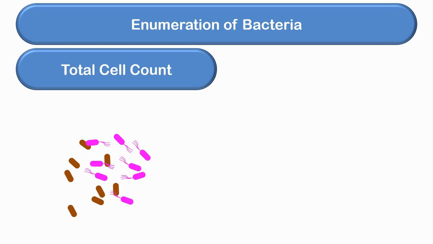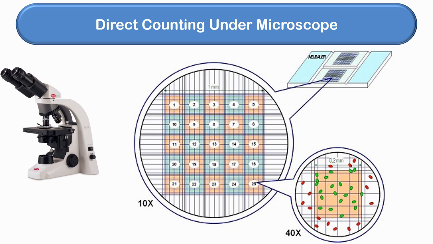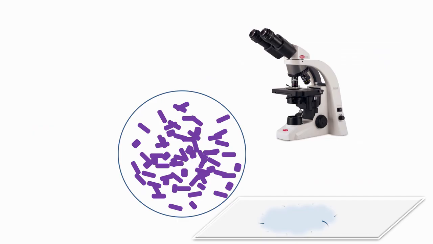Enumeration of bacteria. Two types of counts can be made. The total count gives the total number of cells in the sample irrespective of whether they are living or not, and the viable count measures the number of living cells. Direct counting under the microscope using various counting chambers can be used to get the total number of bacterial count. We can also count using stained smears after spreading a known volume of cultures over the measured area of slide.